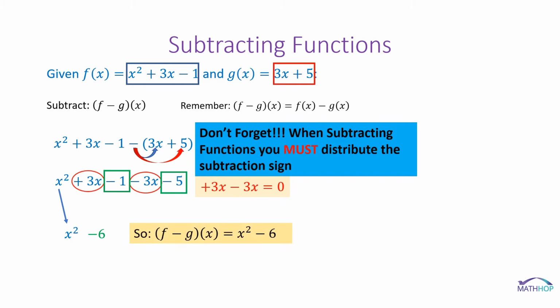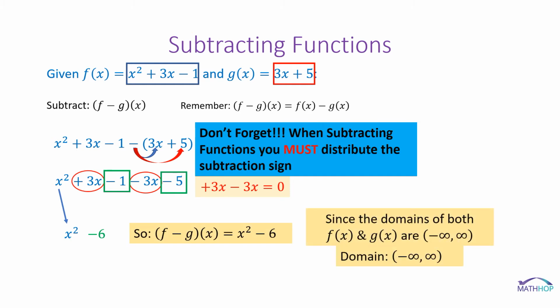So f minus g of x is x squared minus 6. Remember, the domains of both functions were all real numbers, so the domain of f minus g of x is all real numbers.